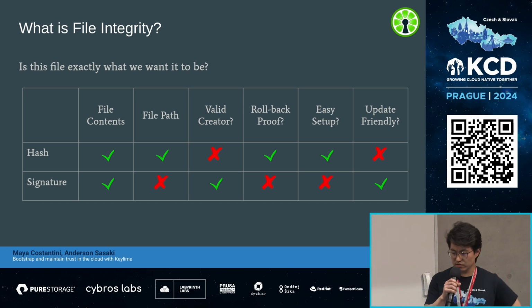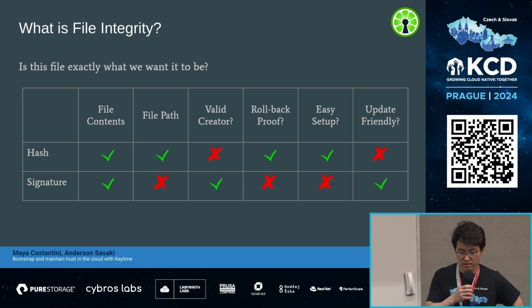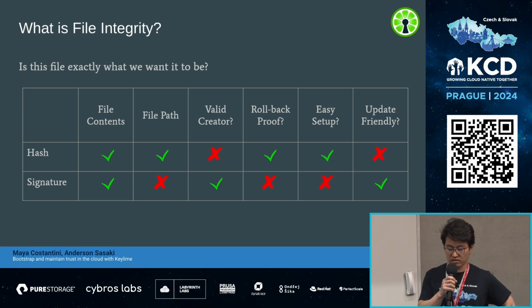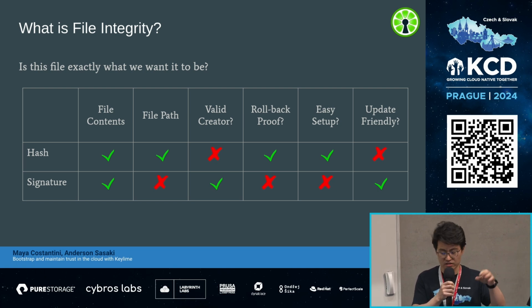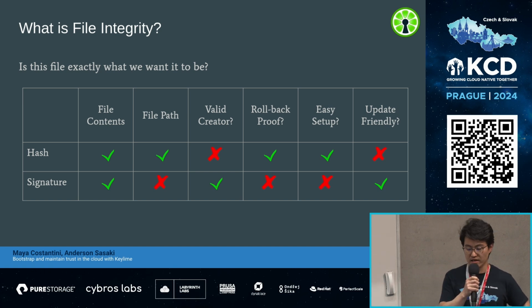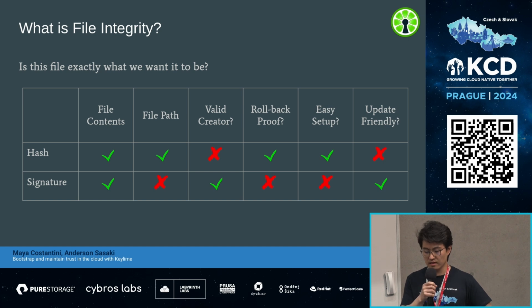So what is file integrity? Is the file exactly what you expect it to be? You can check the integrity of a file by comparing a cryptographic hash that you calculate over it with an expected value, or by verifying the signature if it's signed. This table is about what you can get by using only hashes or using signatures in IMA. You can see that each approach has different usages and assurances that it can provide.